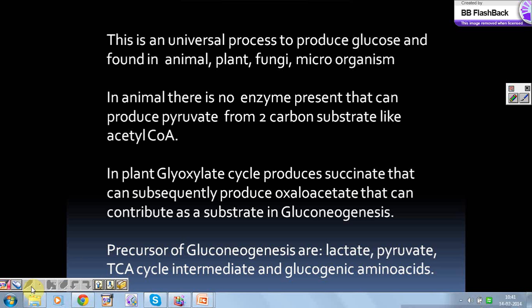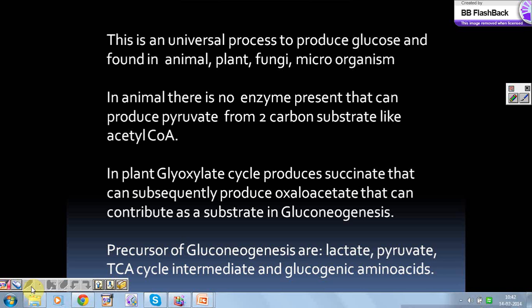Hello friends, this is the class on gluconeogenesis. This process helps in the production of glucose, and it is a universal process, and you can find this process in animals, plants, fungi and microorganisms. So for that reason it is called a universal process of glucose production.